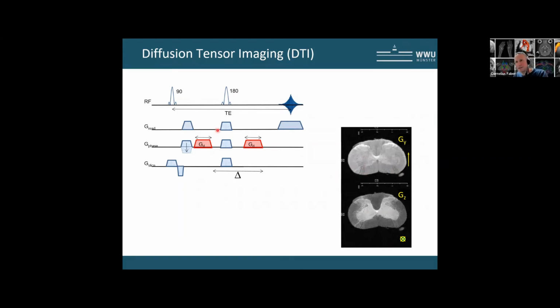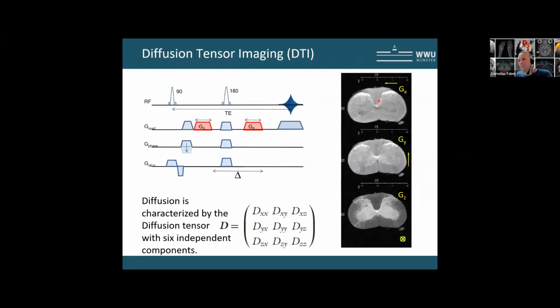Let's make the test and do the x direction. If we do this, with the diffusion sensitizing gradient in this direction, those stripes have completely vanished and most of the contrast has vanished. So already from these images, we can conclude that there are some microstructures in our tissue. Although we may not even be able to resolve them, as with this very nice high resolution here, we can infer on microstructure.